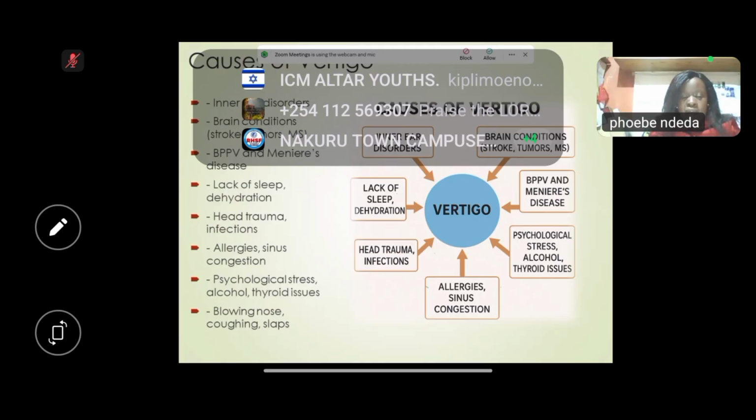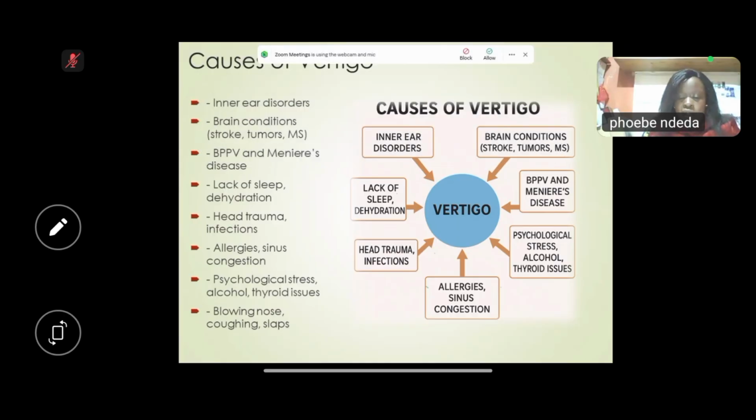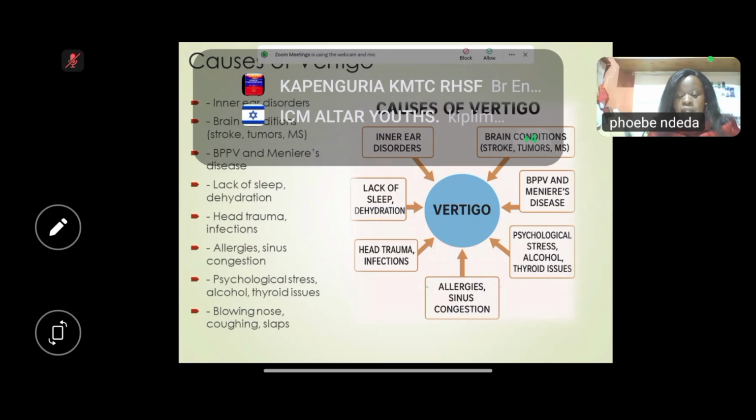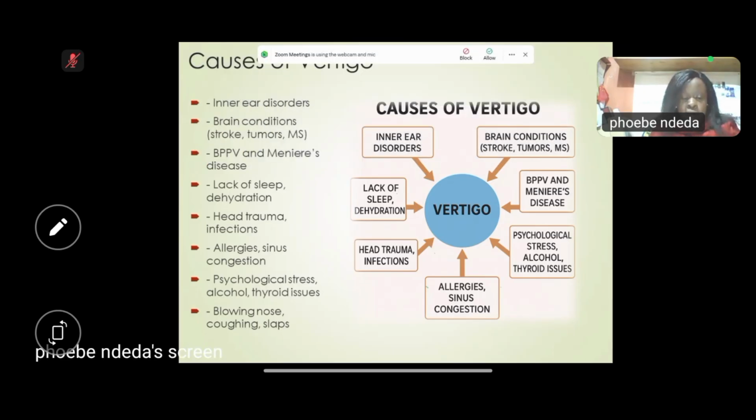Then another one, we have allergies, as we had seen. The throat can cause inflammation in the eustachian tube, disrupting its function and potentially leading also to vertigo.